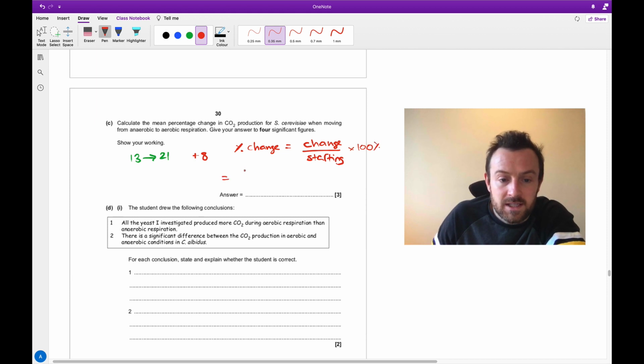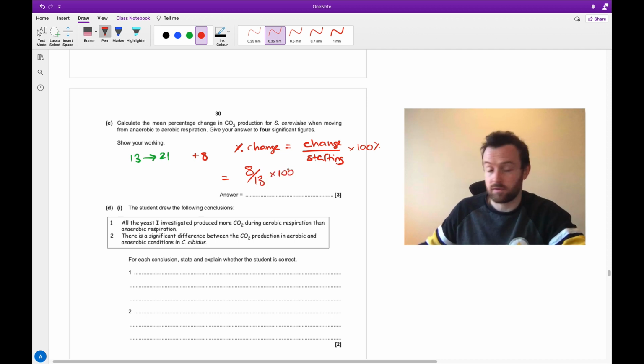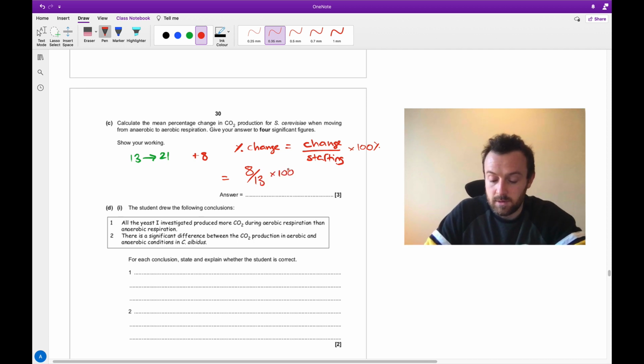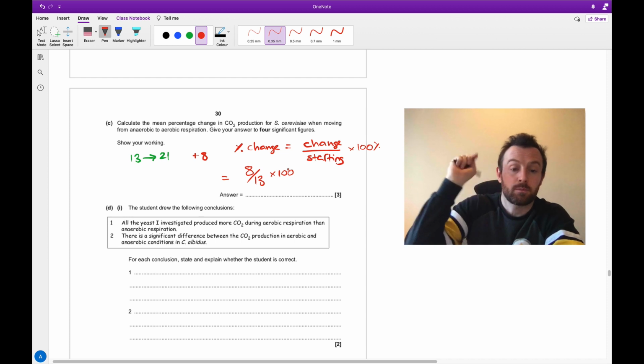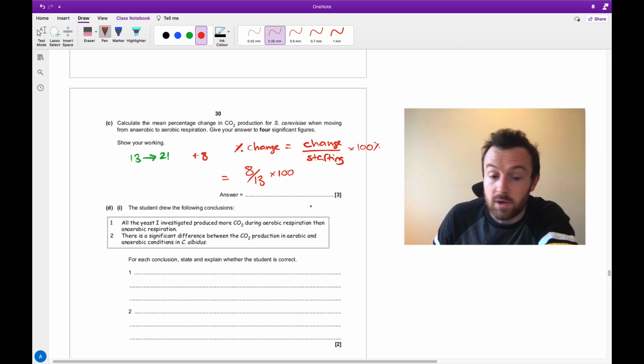So therefore it is 8 divided by the starting value of 13 times 100. I can't believe this is worth 3 marks. This seems too easy. So 8 divided by 13 equals times 100 equals. And that's always how I put it in my calculator to save me going wrong. 8 divided by 13, press the equals button, times 100, press the equals button. So I've got 61 and 4 significant figures.